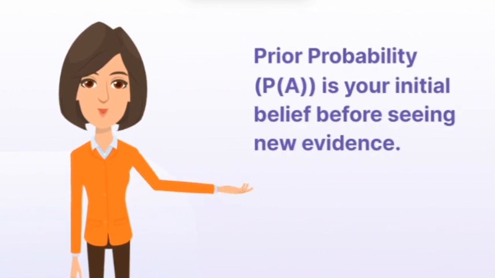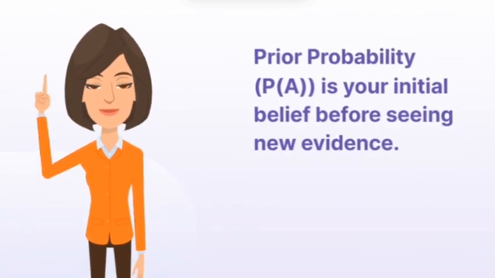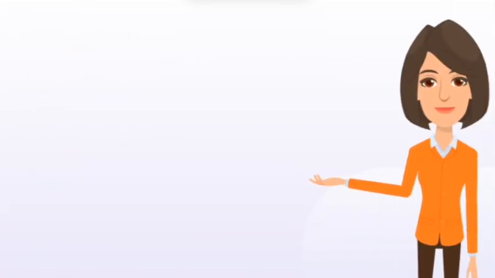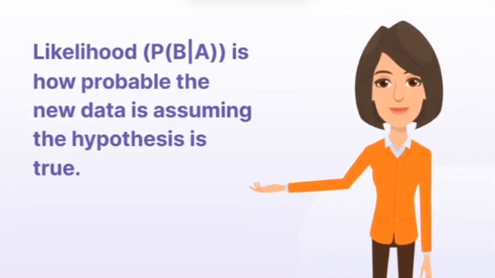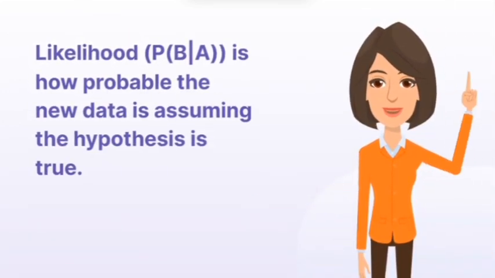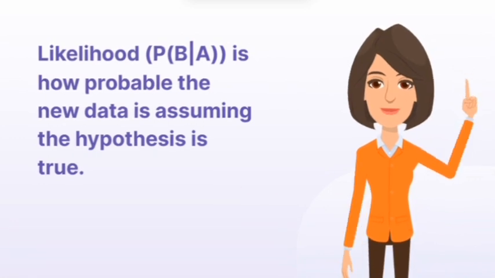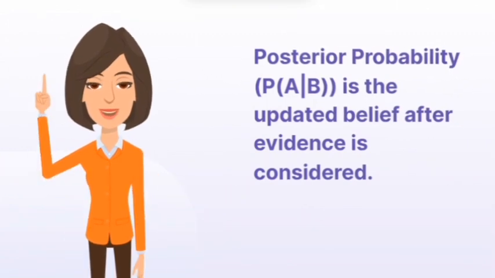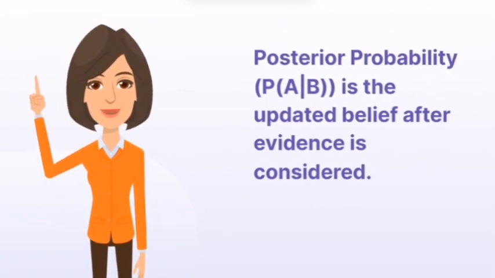Prior probability, or P of A, is your initial belief before seeing new evidence. Likelihood, or P of B given A, is how probable the new data is assuming the hypothesis is true. Posterior probability, or P of A given B, is the updated belief after evidence is considered.